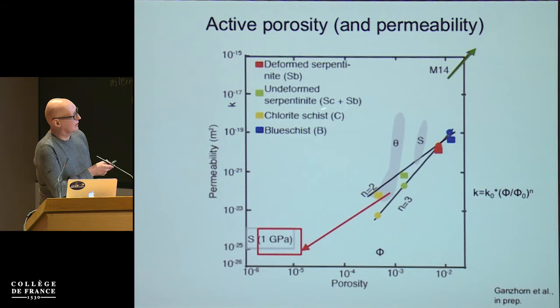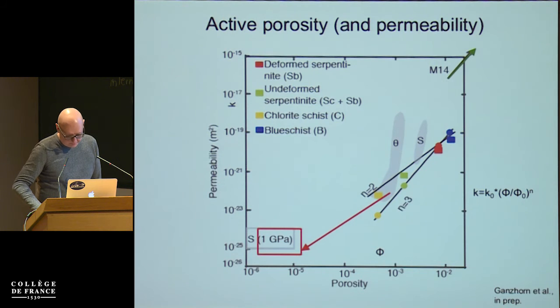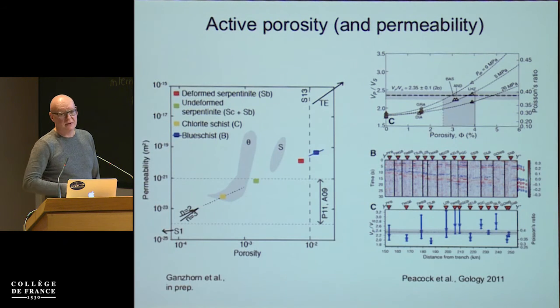And we see that chlorite schists have fairly low porosities and permeabilities, whereas blue schist, that means the oceanic crust, has a porosity which is between 1 and 4%, and permeability is around 10 to the minus 19 square meter. We can compare that with available geophysical estimates of these values.